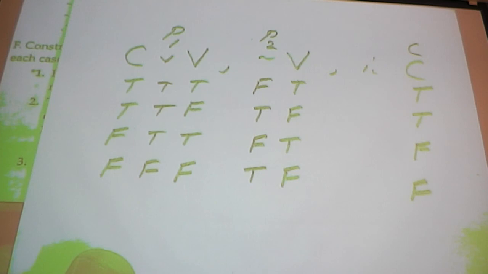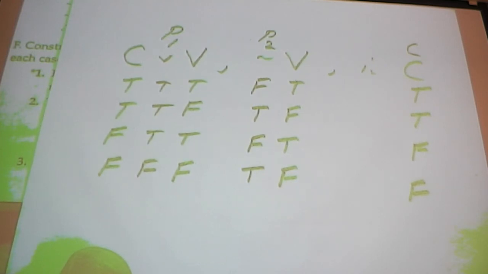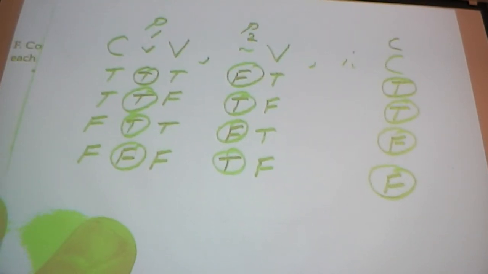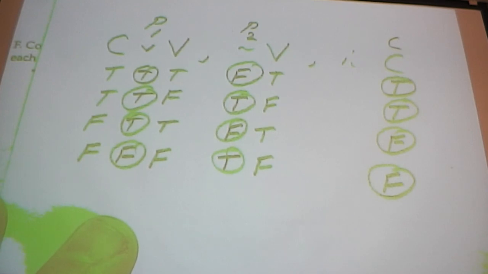What do you think? Valid or invalid? Valid. Why? Because there is no row in which both premises are true and the conclusion is false. You are right, sir. No row on which both premises are true and the conclusion false.